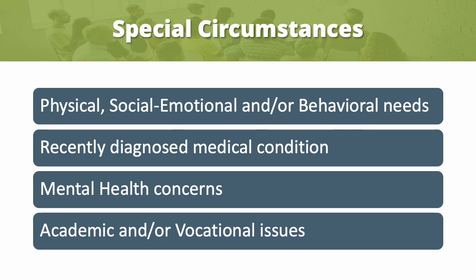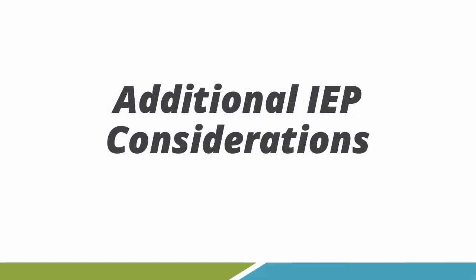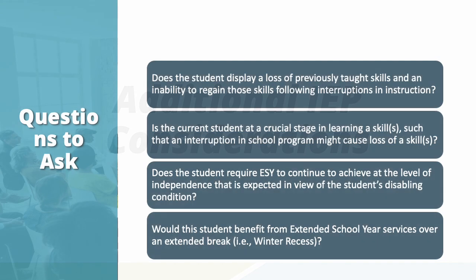In summary, has the team considered all areas which may be adversely impacted if the student does not receive extended school year services? Let's take a look at a few additional IEP team considerations. Here are some examples of guided questions IEP teams may ask. Does the student display a loss of previously taught skills and an inability to regain those skills following interruptions in instruction? Is the current student at a crucial stage in learning a skill or skills such that an interruption in school program might cause a loss of that skill?